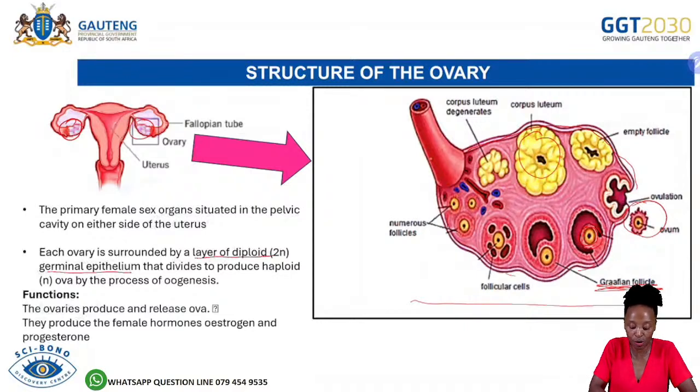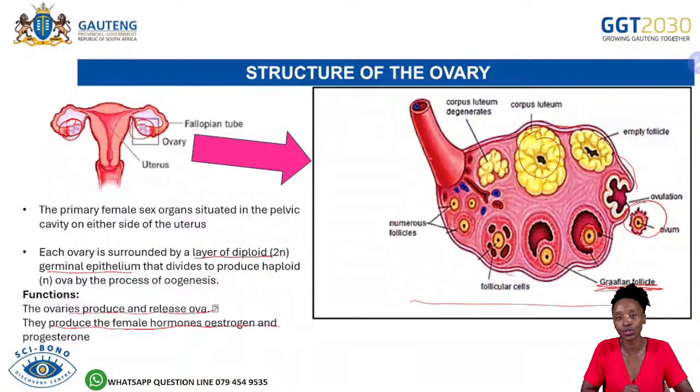And the functions of the ovaries, we did say, is to produce and release the ova, also to produce the female hormones that are called the estrogen and the progesterone.